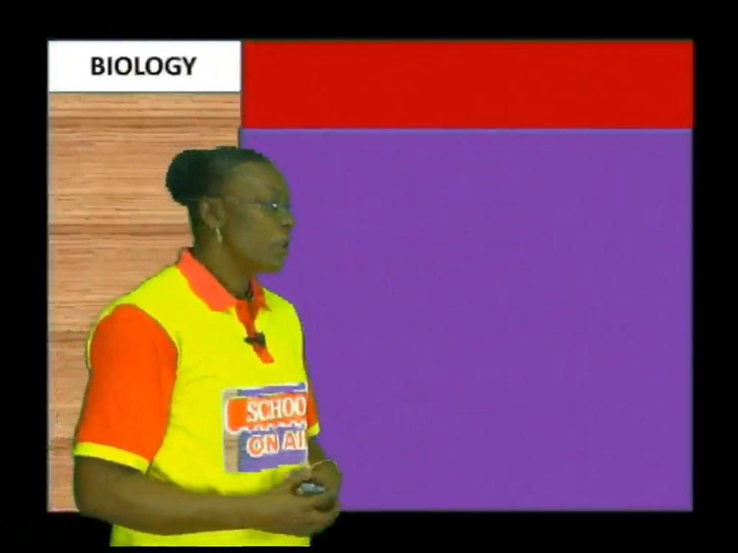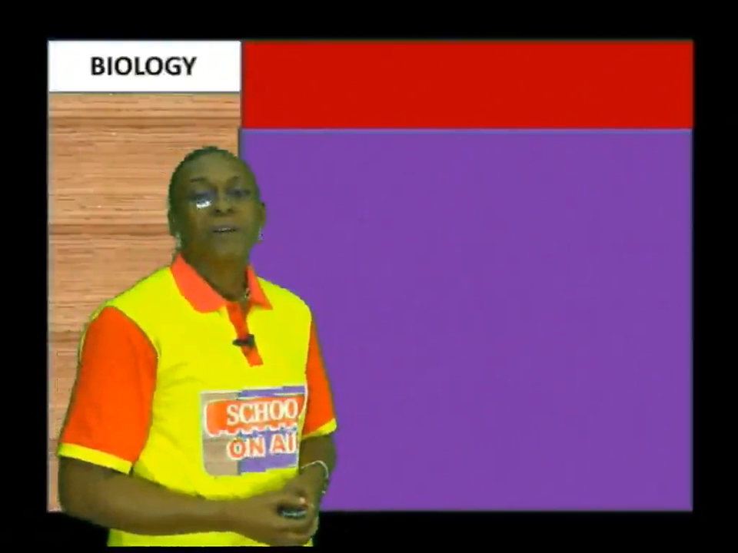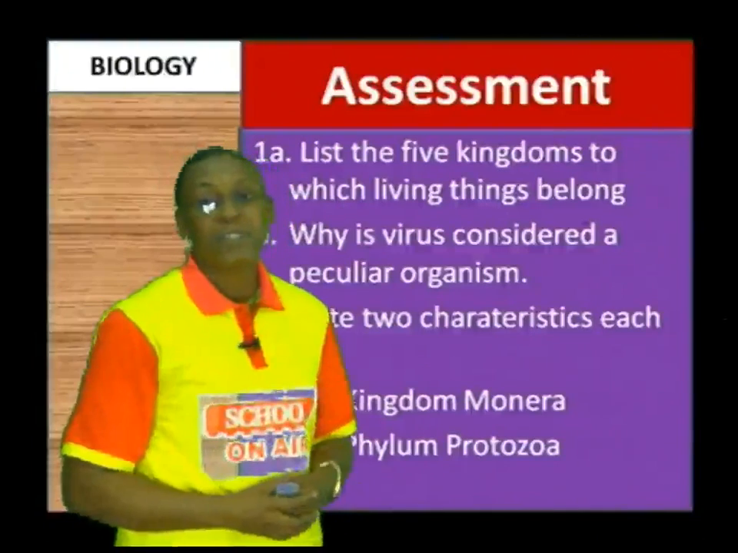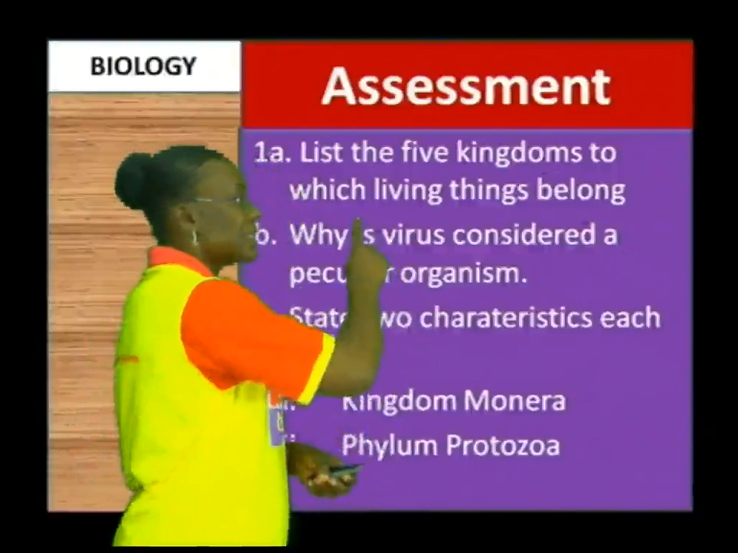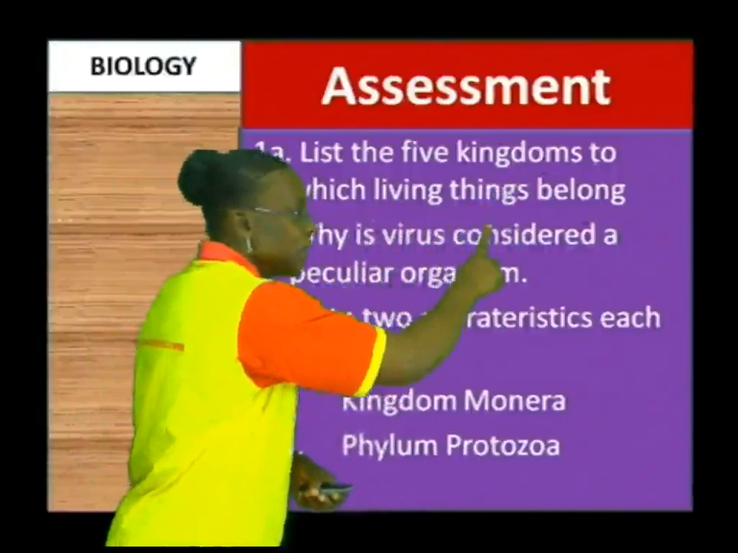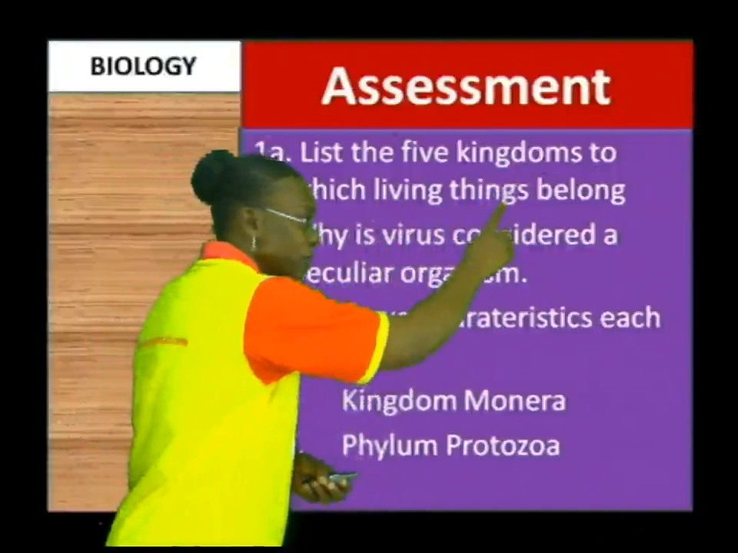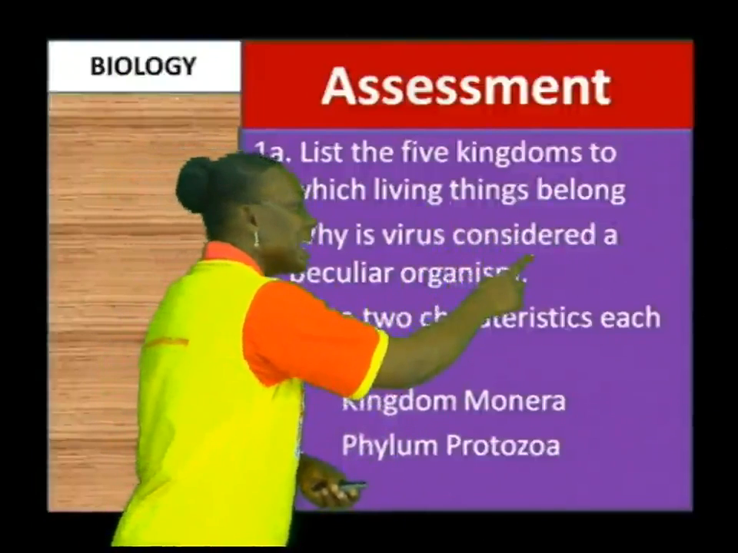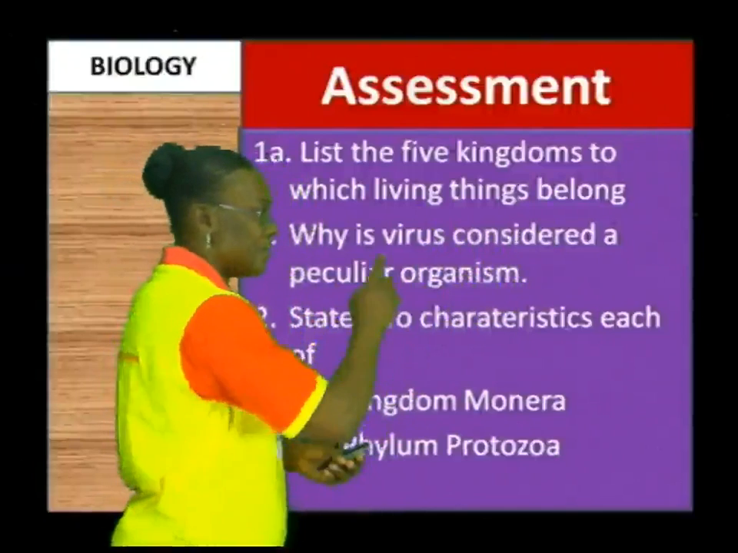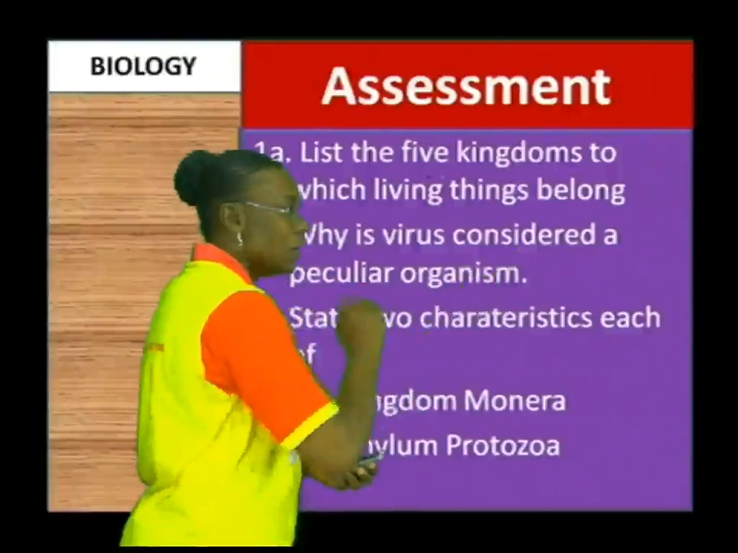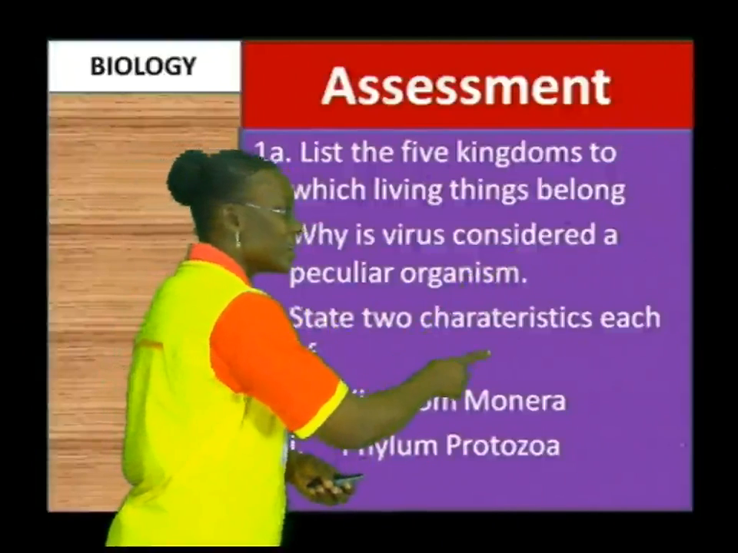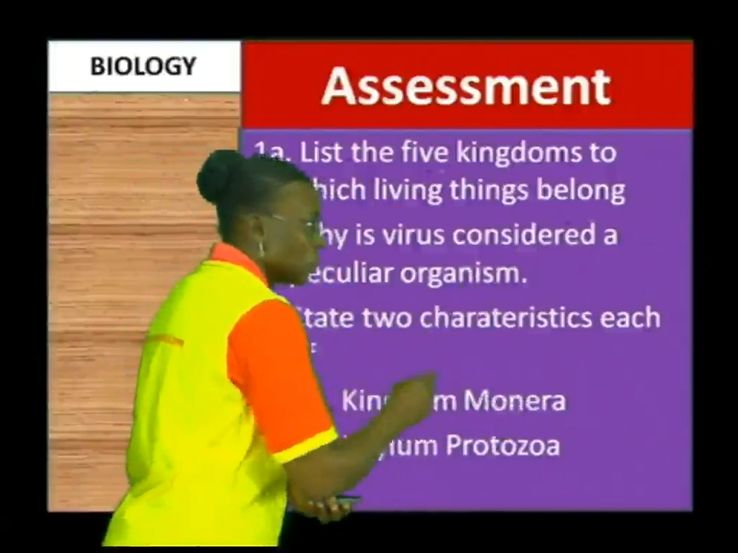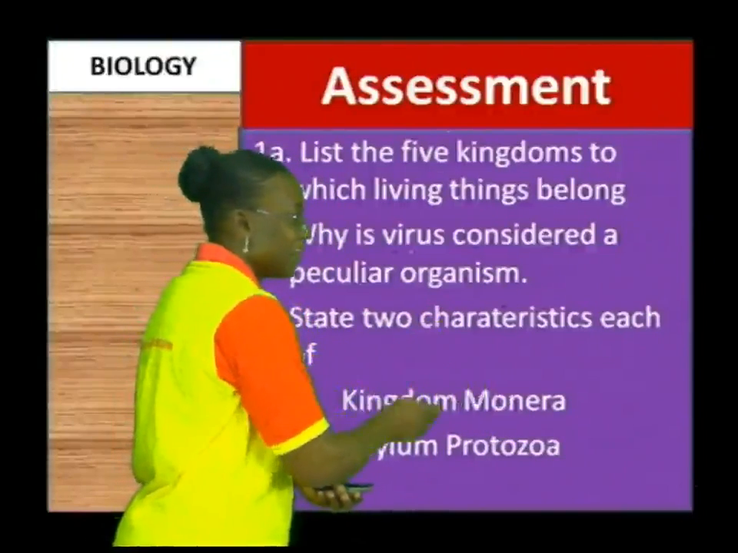Now with this, I'm going to give you some assignments to do. You are going to write your answers, and then send them to the address that will be put on the screen. List the 5 kingdoms to which living things belong. Why is virus considered a peculiar organism? Now, state 2 characteristics each of kingdom Monera and phylum Protozoa.